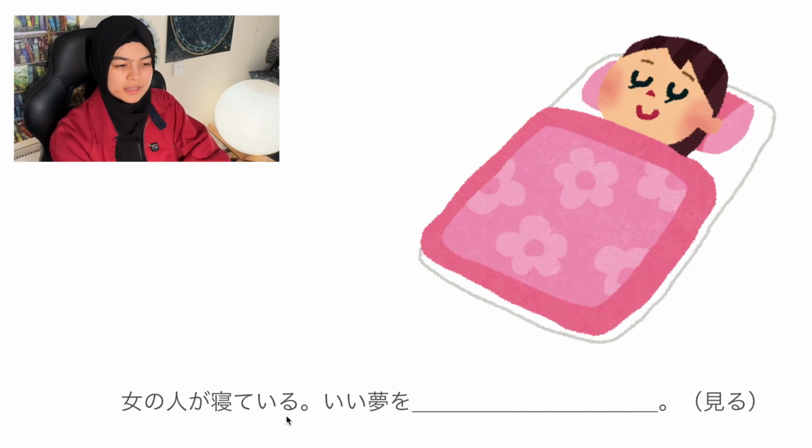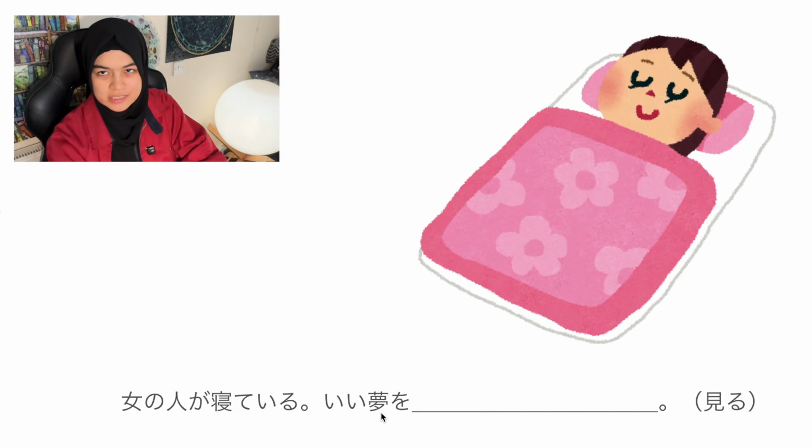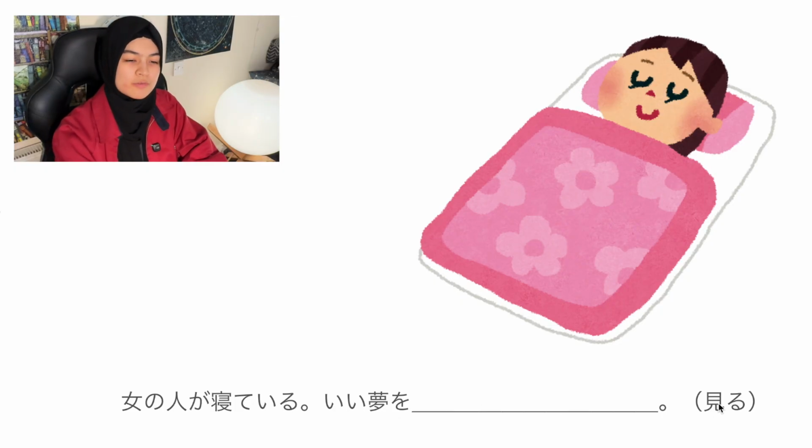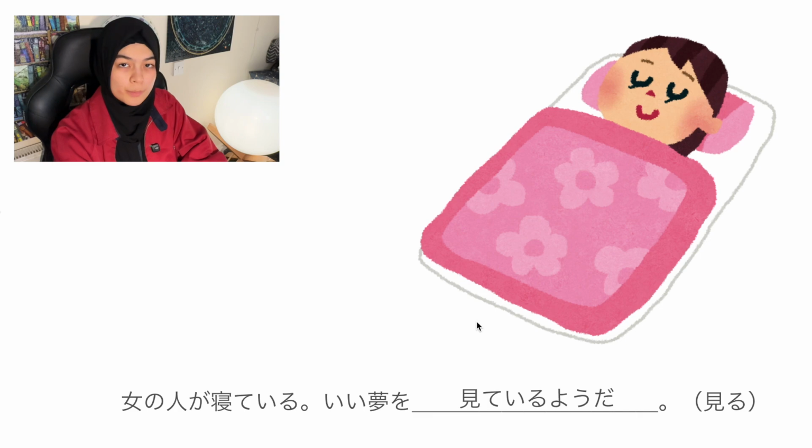女の人が寝ている。女の人 is sleeping. いい夢を something something something. 夢は dream ですね。So it seems like she's having a nice dream. It appears to be that she's having a good dream. So again, we would use the continuous form of 見る and this would become いい夢を見ているようだ or 見ているようです。OK.